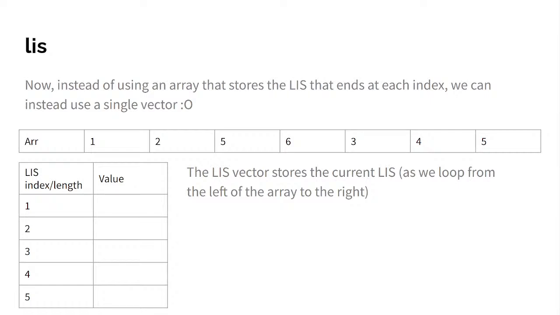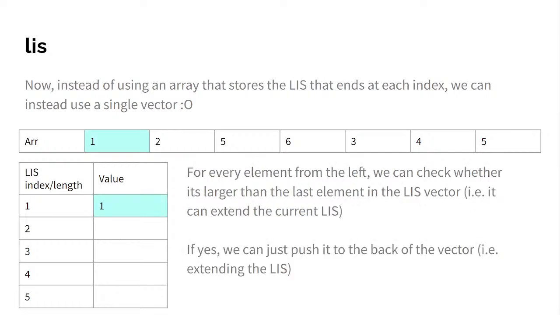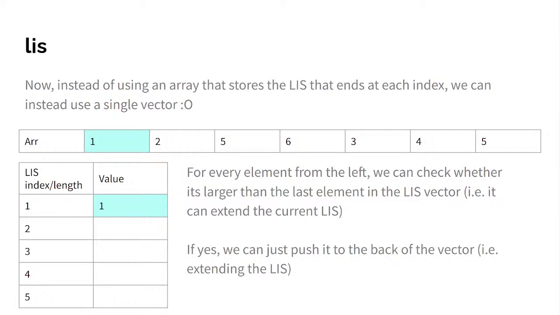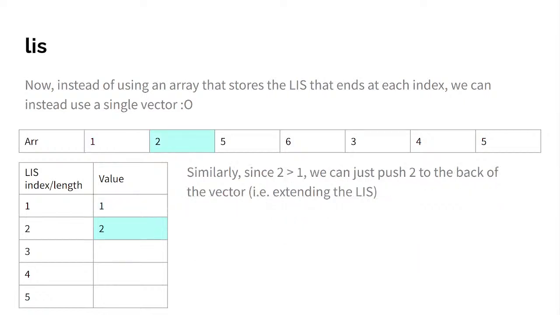don't need to use an array to store the list that ends at each index. We can just use a single vector. So for every element to the left, we can check whether it's larger than the current last element of the list. If yes, we can just push it to the end of the vector. So 1, 2, 5, 6 is clearly fine.